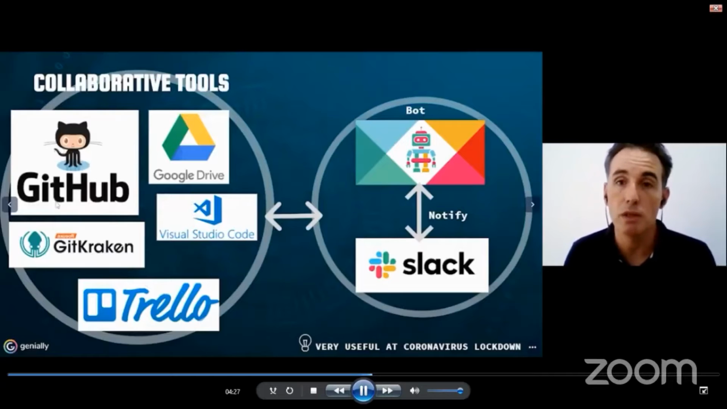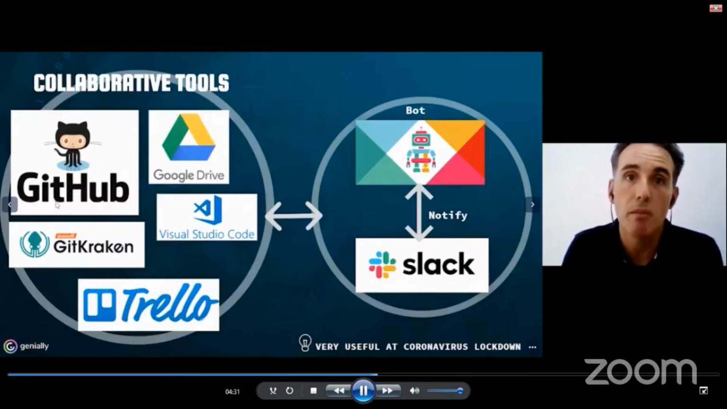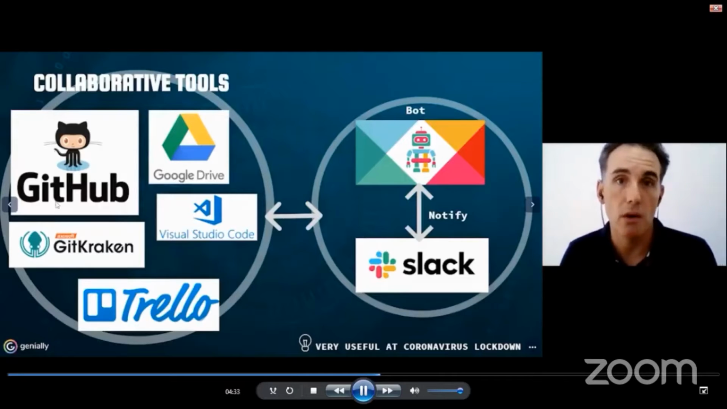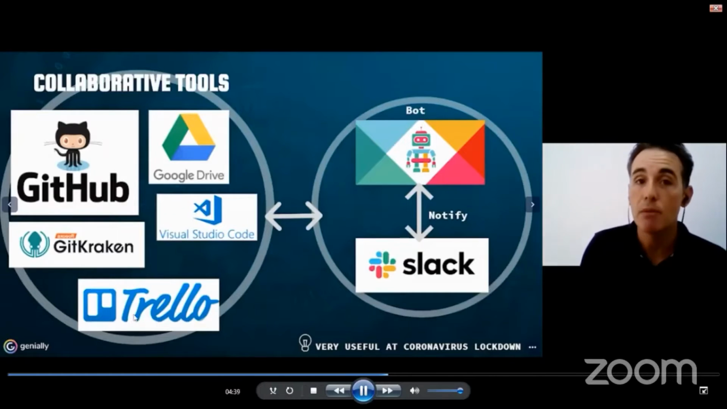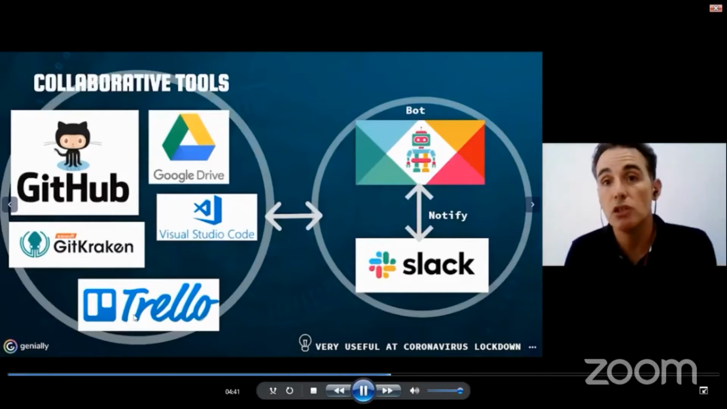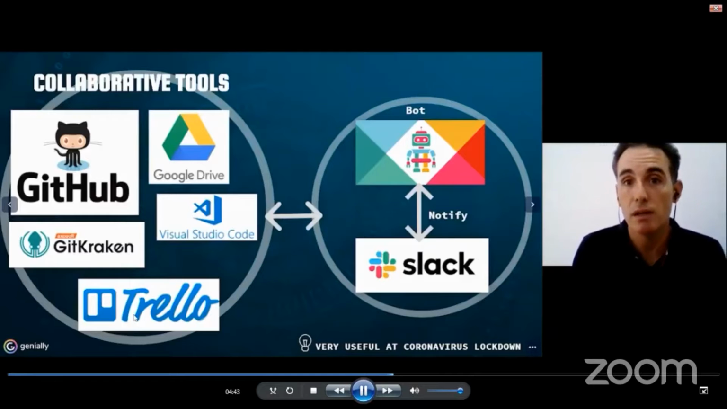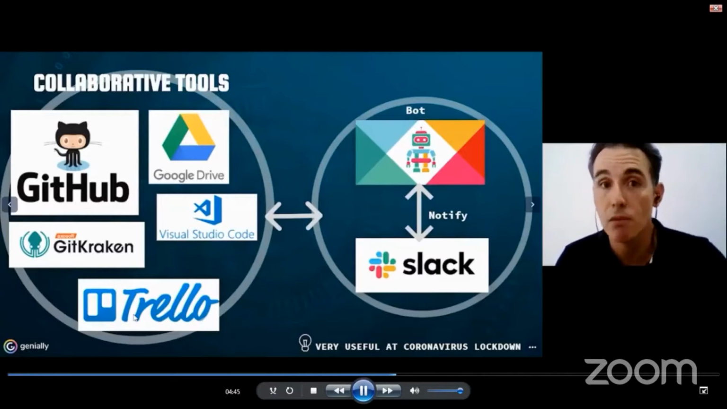GitHub is where our students upload the code, so we can see every moment what students are doing in our project. Also Trello is connected with GitHub and with Slack, so at every moment we teachers can see the real state of the project, and it's very, very helpful.